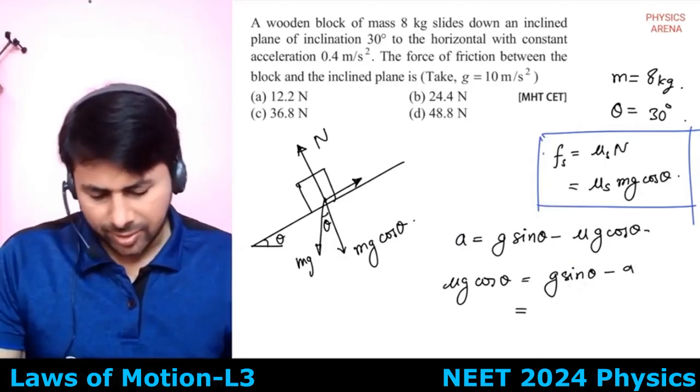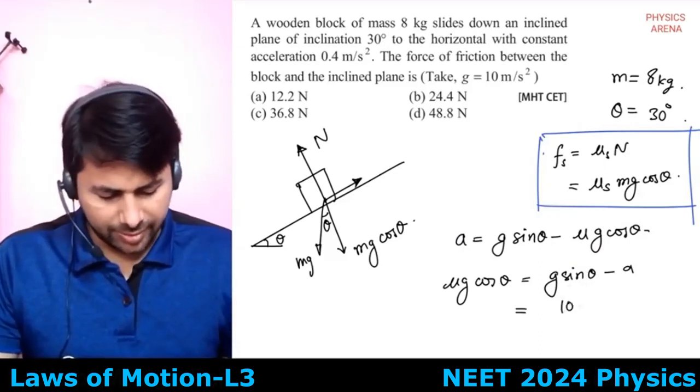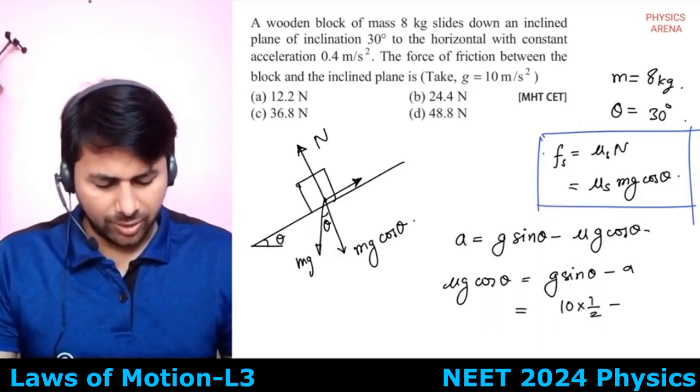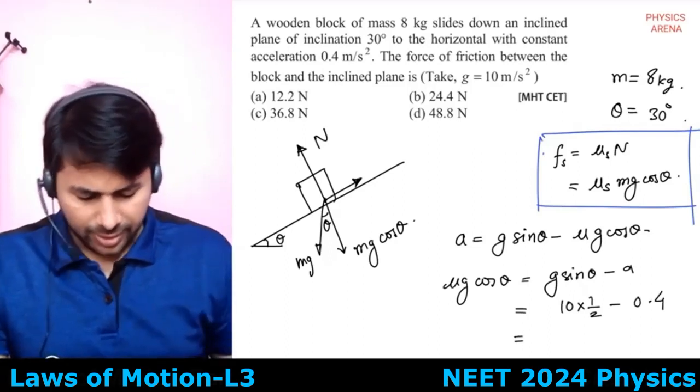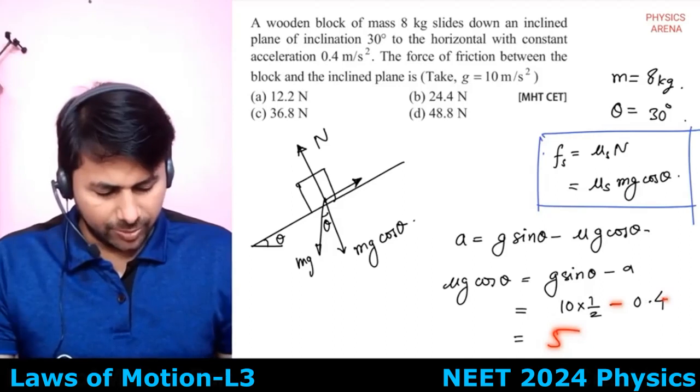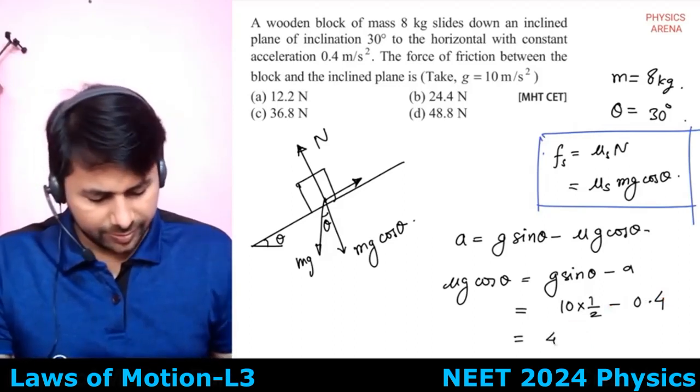So g sine theta is how much? It is 10 multiplied by 1 by 2, and you have minus a. So minus a is 0.4. So this is 5. 5 minus 0.4 is 4.6.